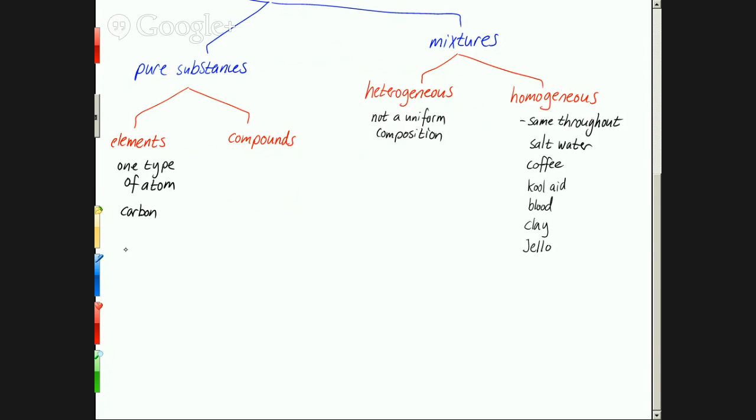Other elements, metals like gold. And we're going to see this in lab in a little while, some different elements and what they look like. Now gold, I put this down here for a reason. If you have a gold ring, is that an element? Is that pure gold? Probably not. Why?